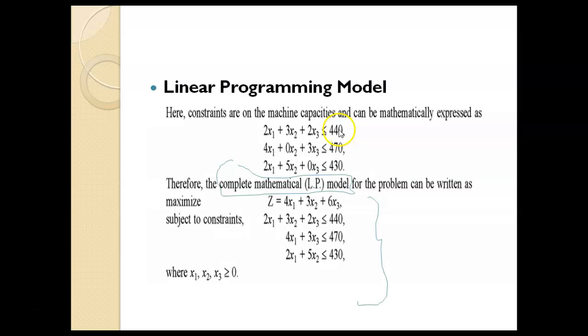Now we have formulated the constraints also. Therefore, the complete mathematical linear programming model for the problem can be written as follows. This complete LP model consists of the objective function, constraints, and non-negativity restrictions. So maximize Z, which we have just formulated, that is 4x1 plus 3x2 plus 6x3, subject to the constraints: 2x1 plus 3x2 plus 2x3 less than or equal to 440, 4x1 plus 3x3 less than or equal to 470, 2x1 plus 5x2 less than or equal to 430, where x1, x2 and x3, these three decision variables, are greater than or equal to 0 because negative production is not possible. So this is how we have formulated the linear programming model for the given problem.